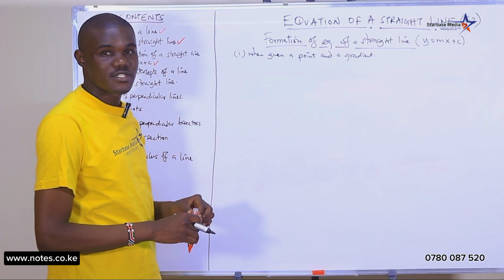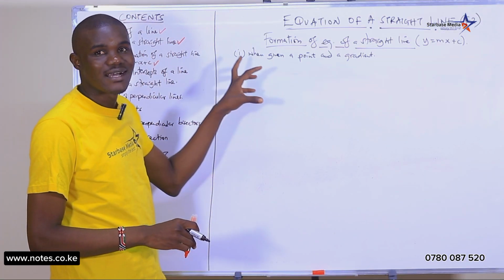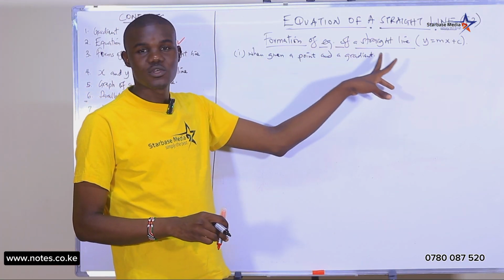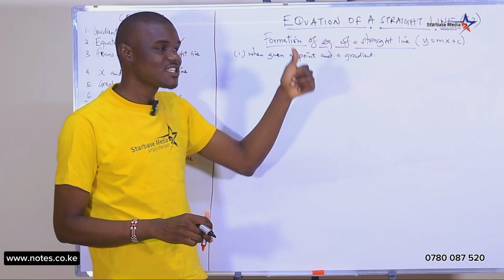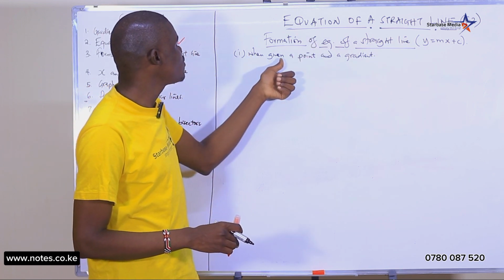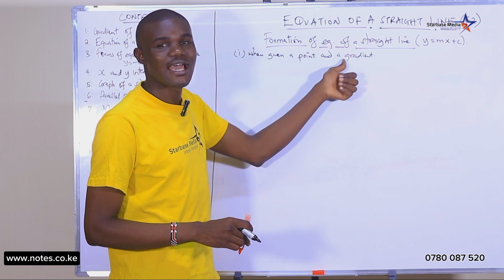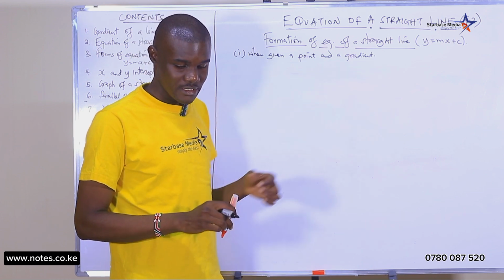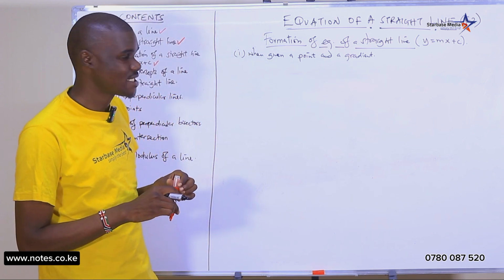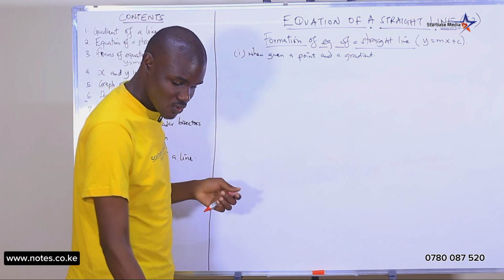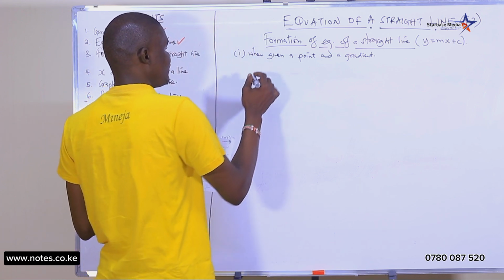So as I was saying, our next point was to look at how we can form an equation of a straight line. The first case is when you are given a point on the line and a gradient. How do you go about it? The best way to go through this is to look at an example. So let me write this example. Question.